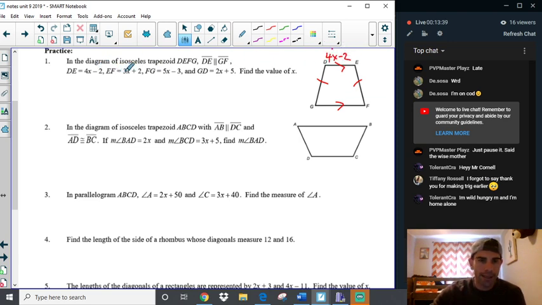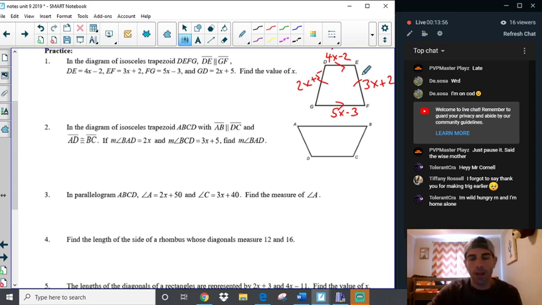It said EF is 3x plus 2. So here's EF, that's 3x plus 2. FG is 5x minus 3. And GD is 2x plus 5. Find the value of x.